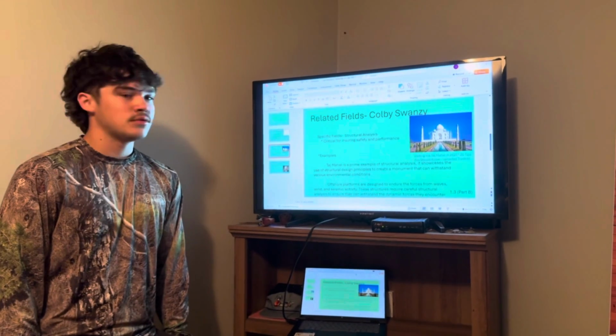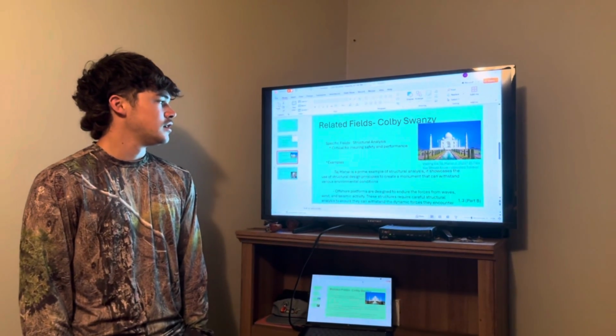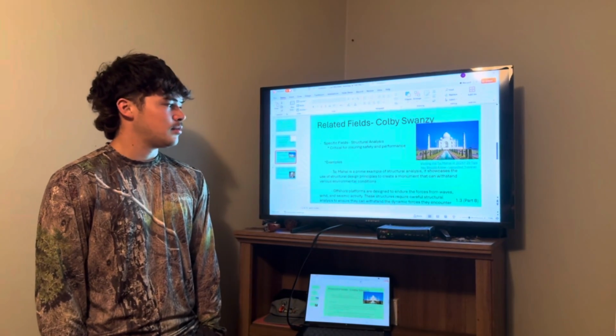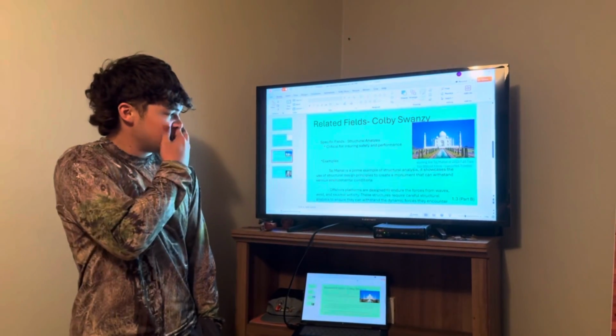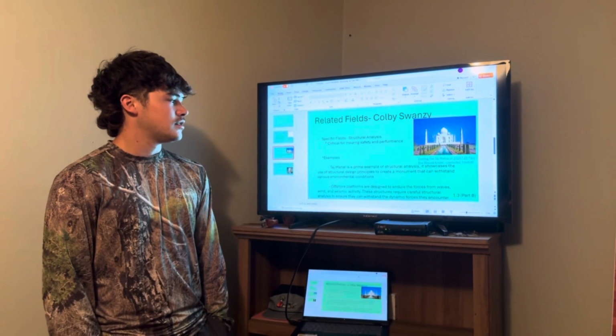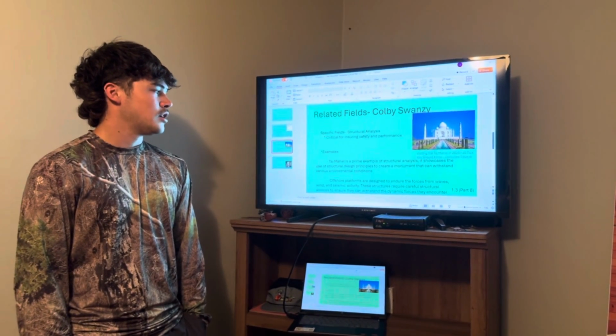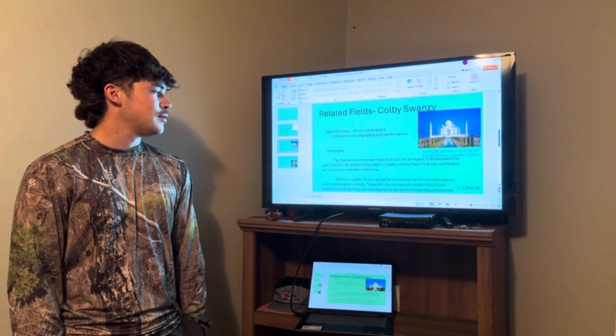The second slide will be over the related fields. The specific field is structural analysis. It's critical for ensuring safety and performance. The Taj Mahal is a prime example of structural analysis. It showcases the use of structural design principles to create a monument that can withstand various environmental conditions.